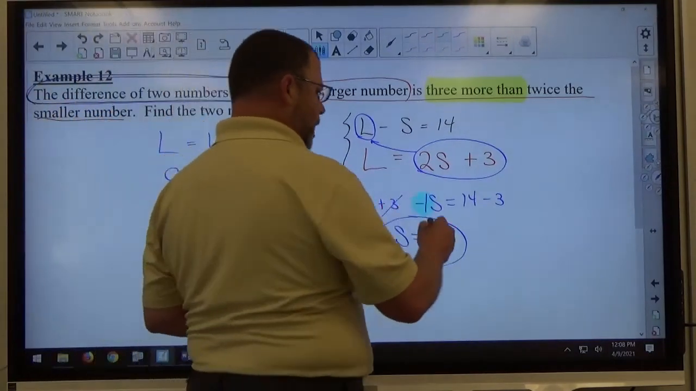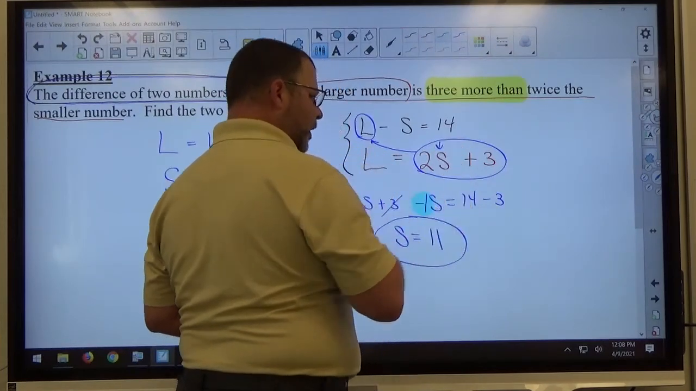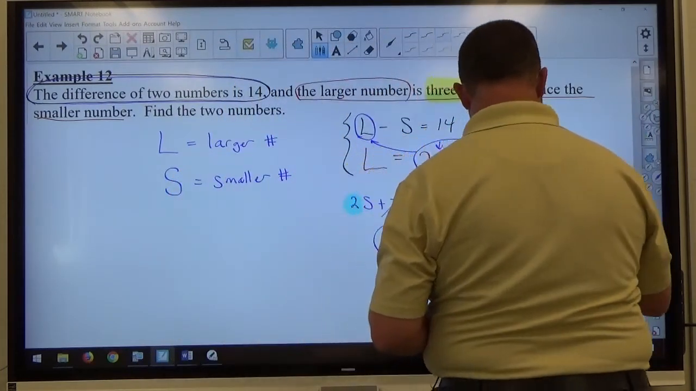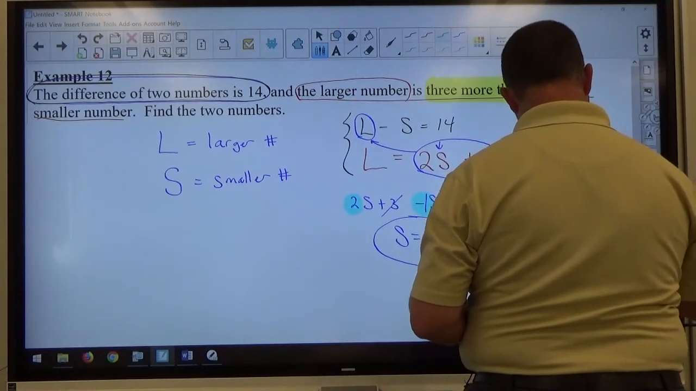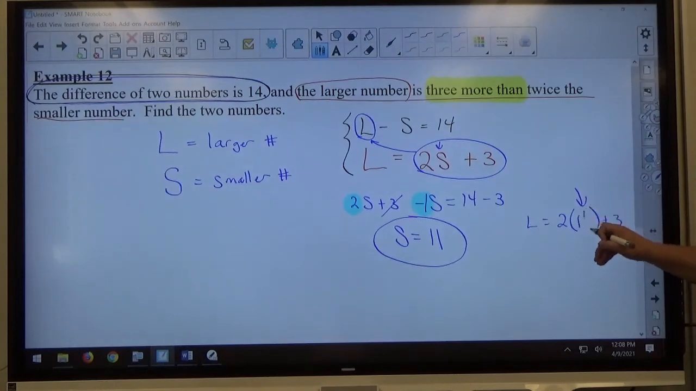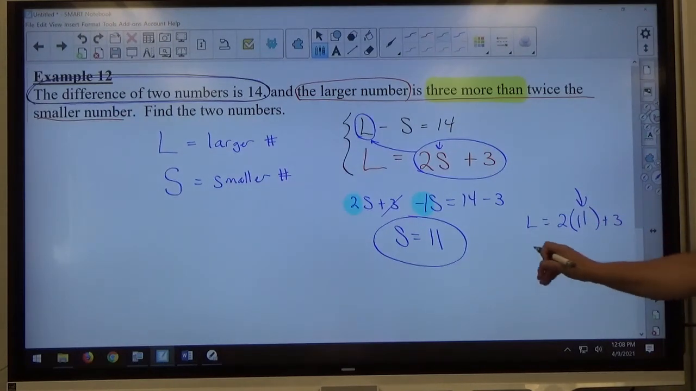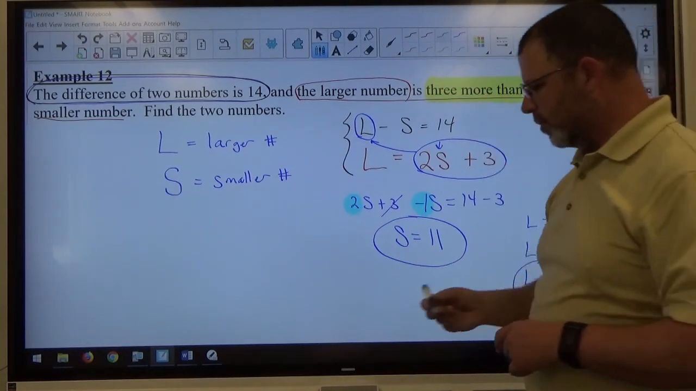And again, S equals 11 is a friendly answer, so I'm probably going to just go back and substitute. I'm going to take this red equation, I'm going to change that S to the number 11. So L, we don't know yet, equals 2 times S plus 3. Instead of writing S, I'm going to write 11 because that's what S equals. And then I just evaluate by the order of operations. 2 times 11 is 22 first. 22 plus 3 is 25 second. Multiply, then add. So smaller number 11, bigger number 25. That'd be the two numbers that do both things they're supposed to do.